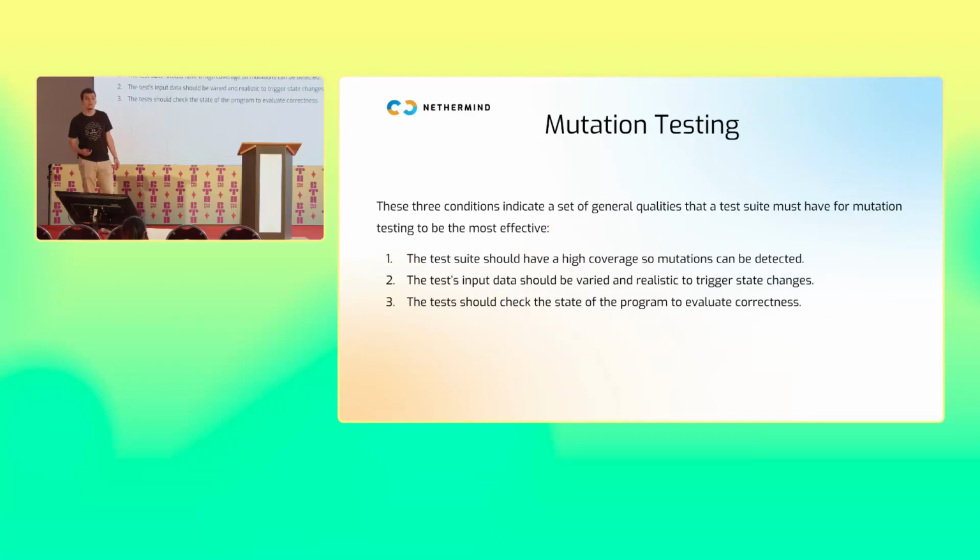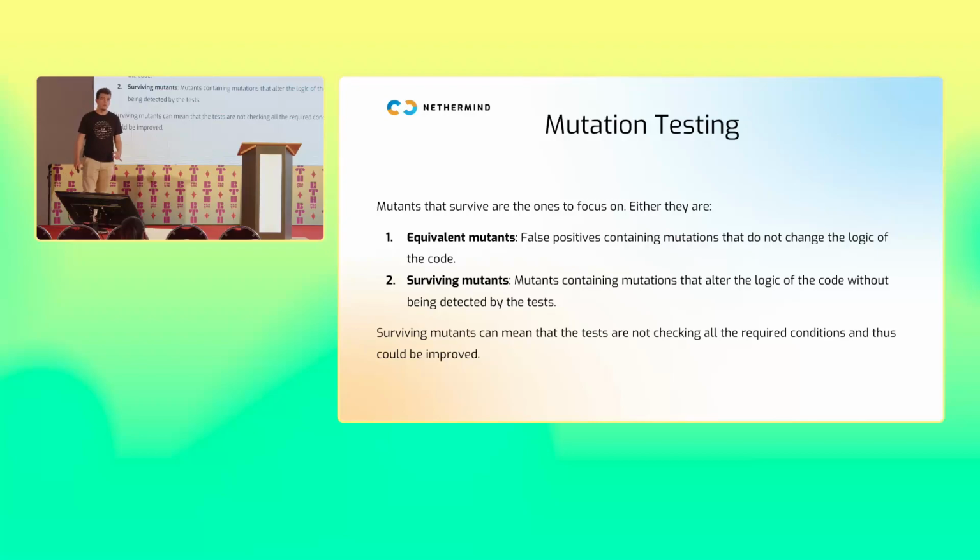So these 3 conditions also mean that we have a set of qualities that a test suite must have in order for mutation testing to be the most effective. Just to be clear, it can work if some of these aren't met, but the better you meet them, the more effective mutation testing is going to be when applied. So we should have a high coverage, basically, so the mutations can be detected because we want to reach all those lines of code and branches, etc., functions in our tests. The input data should be varied and realistic to trigger different state changes in our tests. And also, our tests should check the results of these state changes to ensure the correctness of the program.